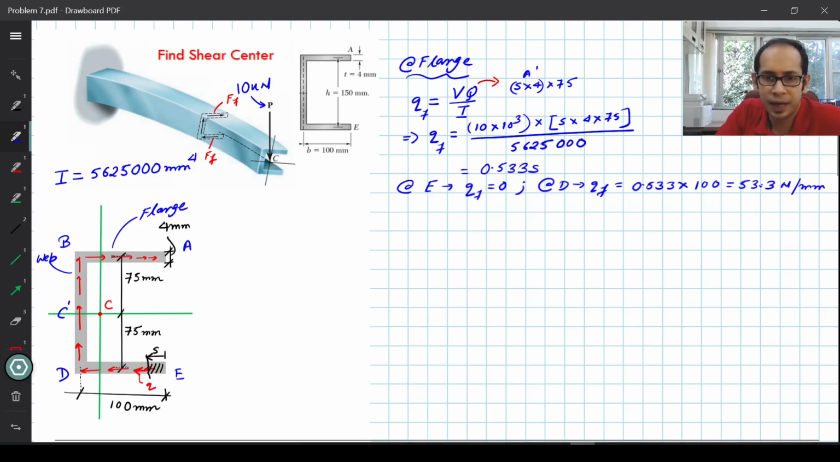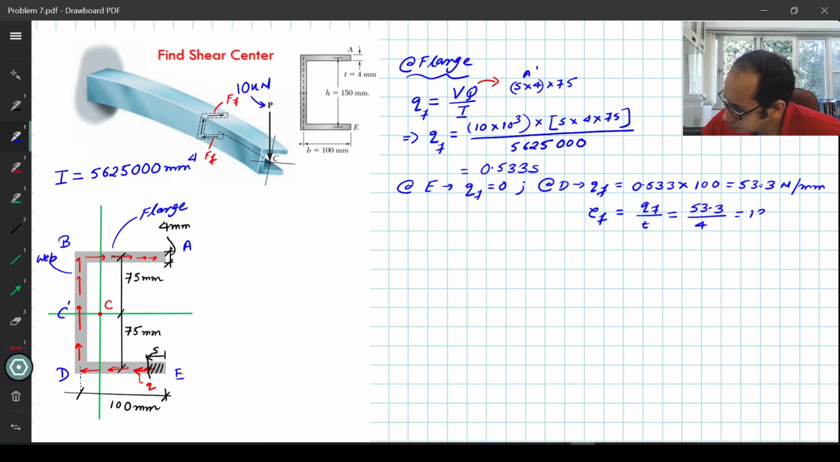So at D, I get it as 53.3 Newton per mm. So this is the q I'm trying to calculate. From the q, I'm trying to calculate the stress. So my tau of F is going to be, remember the relationship, q equals tau times t. So tau equals q divided by t. That is 13.33 Newton per mm square. Why mm square? Because I divided with another unit of length. So here I'm going to have a linear variation. I'm going to draw the figure later. So I know I'm going from 0 to here to a linear variation.